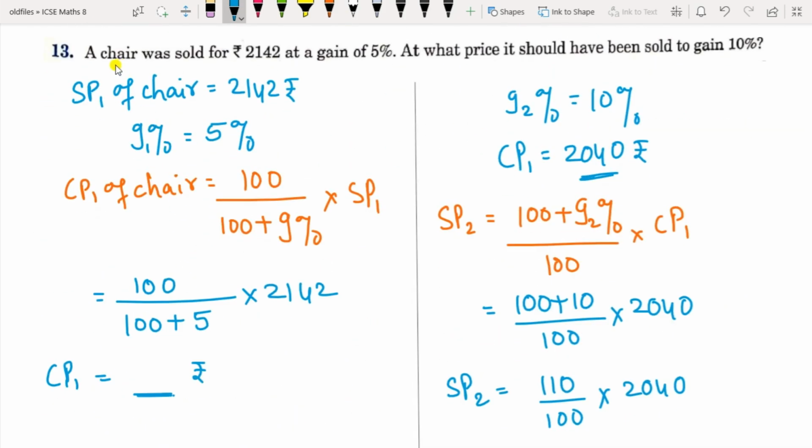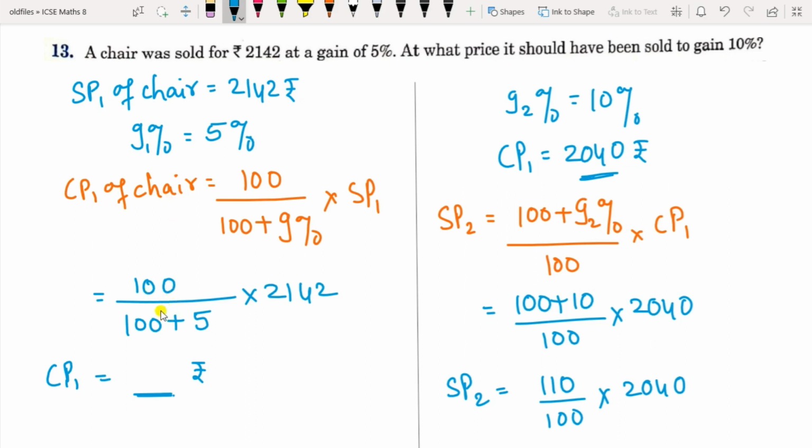Question 13 here. A chair was sold for 2,142 rupees at a gain of 5%. At what price should it be sold to gain 10%? So there are two gain percents given. First one, the selling price of the chair and the gain percent have been given. You have to find the original cost price.